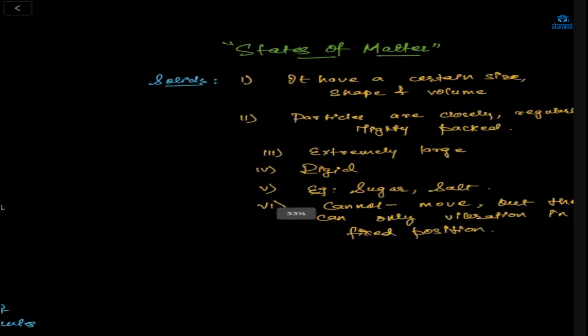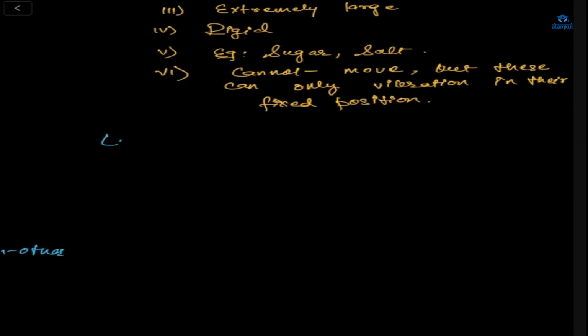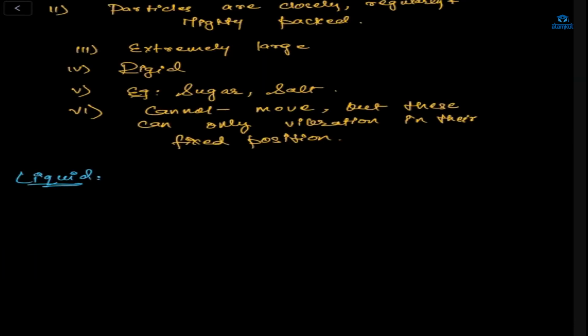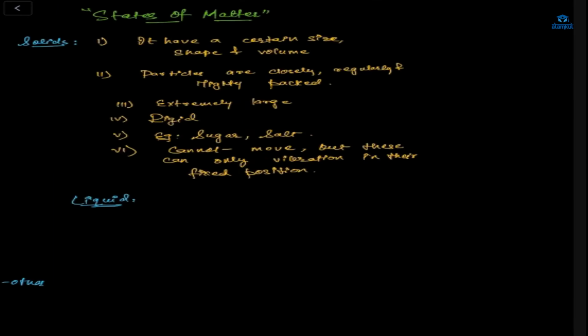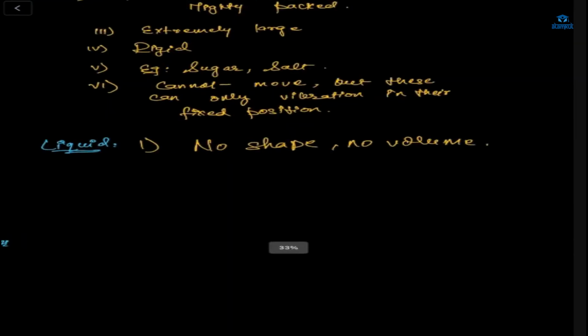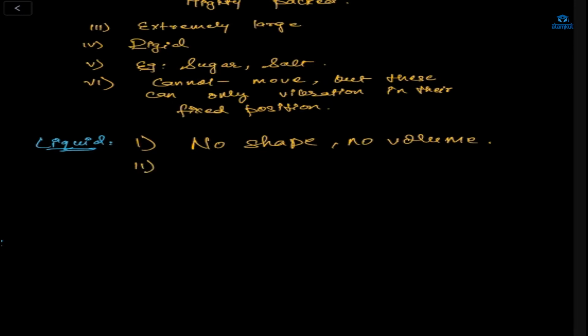Okay, solid is done. Now let's talk about liquid. Liquids have neither a definite shape nor a definite volume. The constituent particles are far apart and they can freely move. In solids, they cannot move, but in liquids, they can freely move.